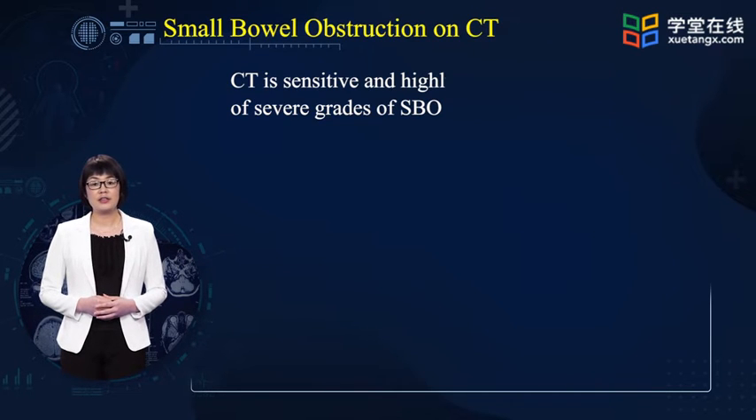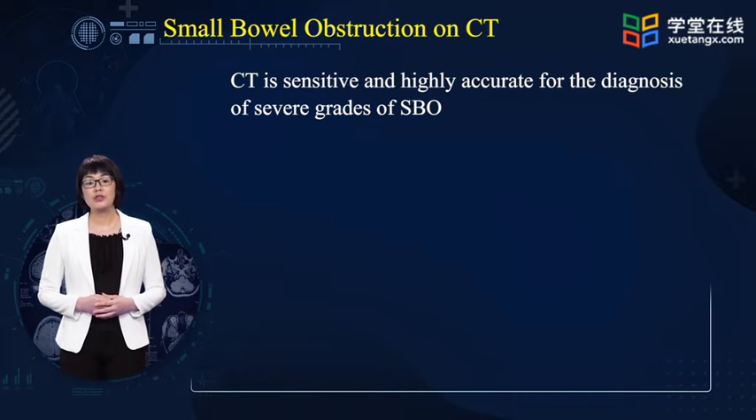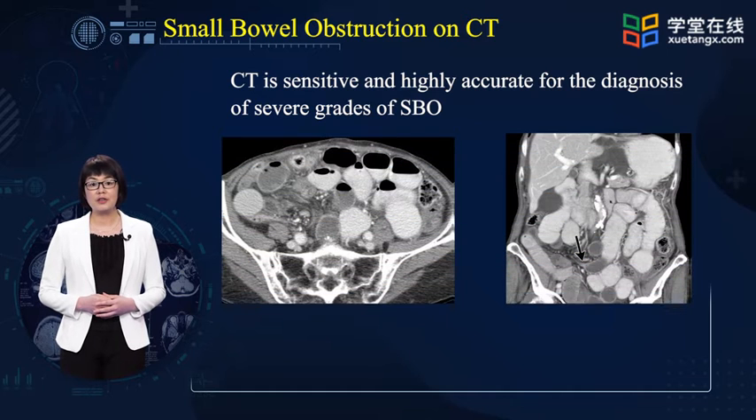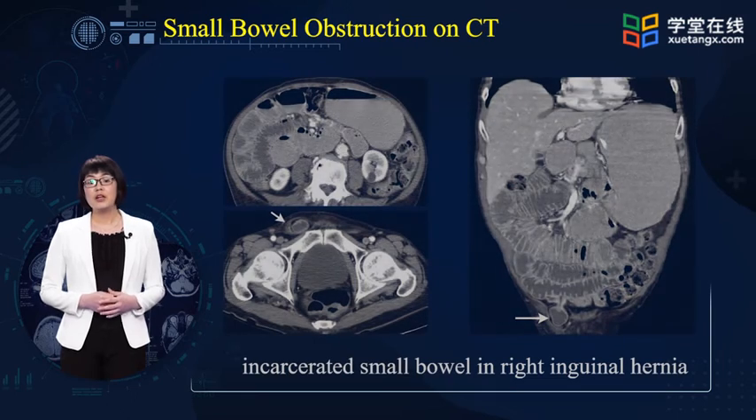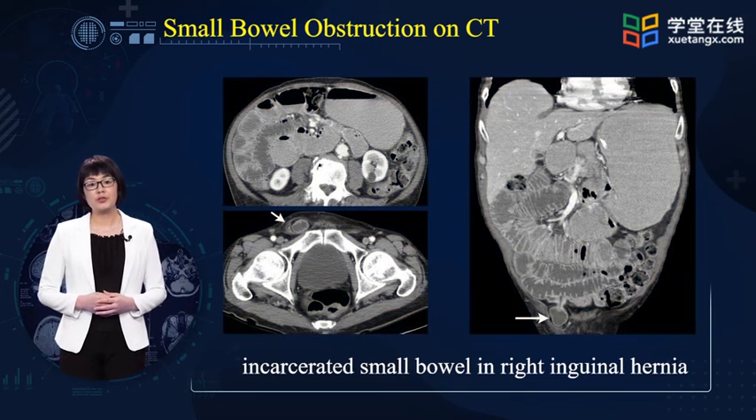CT is sensitive and highly accurate for the diagnosis of severe grade of small bowel obstruction. Here, adhesion and the narrowing of the distal bowel can be accurately assessed by CT scan. The small bowel obstruction is the result of an incarcerated right inguinal hernia confirmed by CT scan.